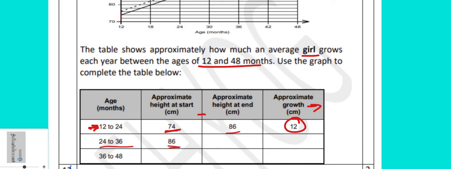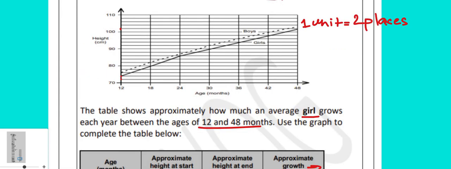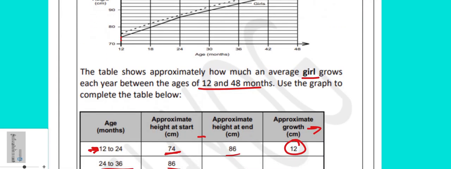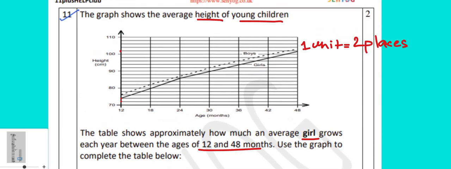Now let us look at the graph. Our months given here in the chart are 24 to 36. So 24 is here, 24 to 36. This one is 86 right here. If we refer to it, and again count, one unit is equal to two places. If we count up till here, it is 82, 84 and 86, and our point is straight away right here.